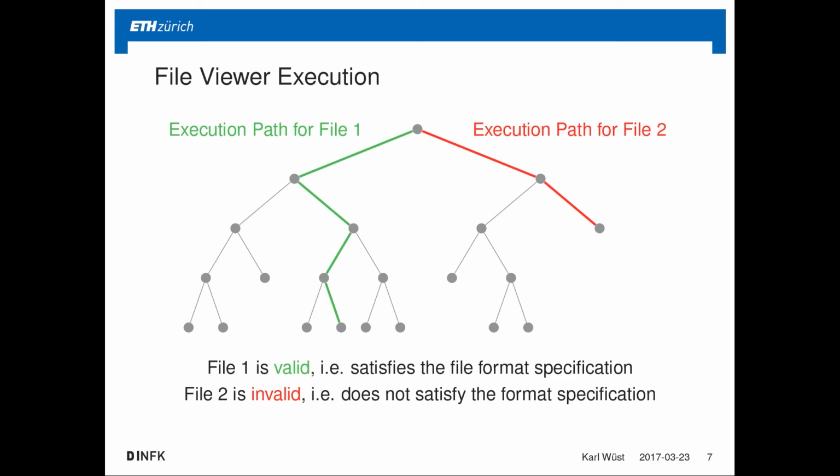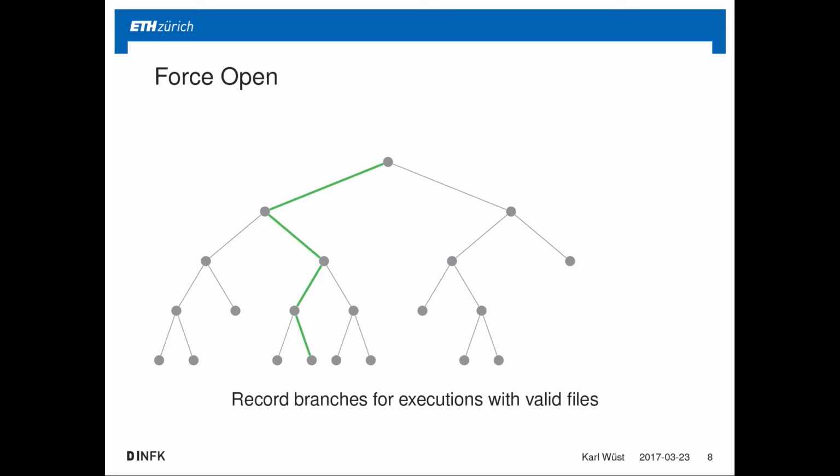So what we can do, we can record the branches that are taken when we execute the file viewer with a valid file as an input. So in this case, we have the file from before, where we have this execution path here. We can have an additional file where the execution always takes the left branches, and we can record multiple such paths, and we get this collection of branches that are taken.